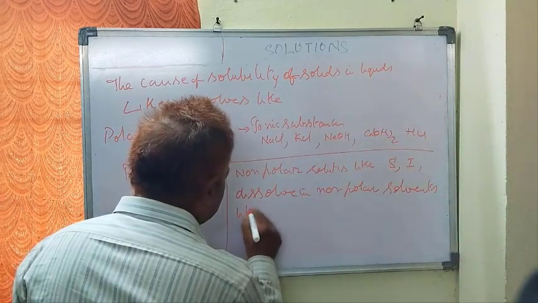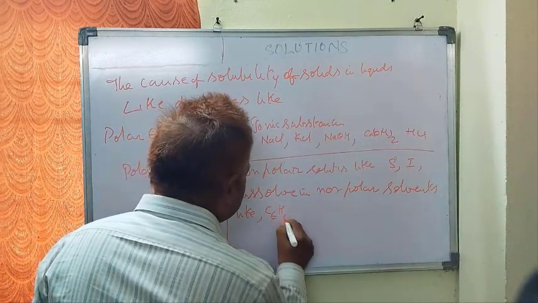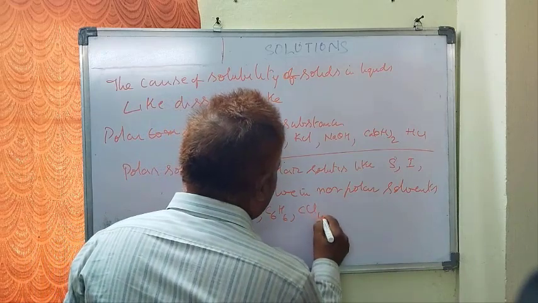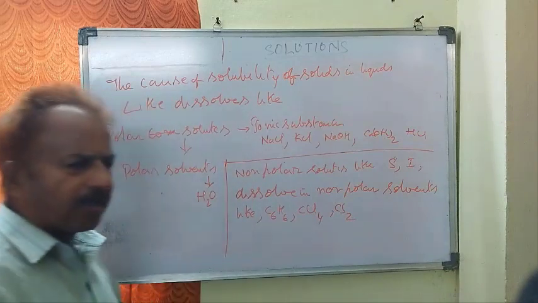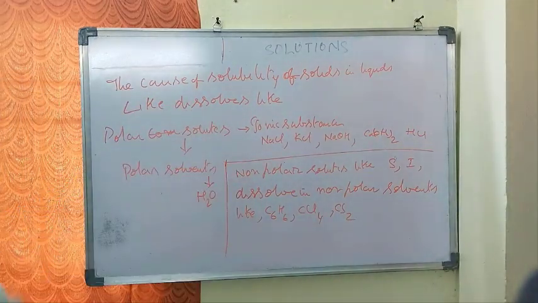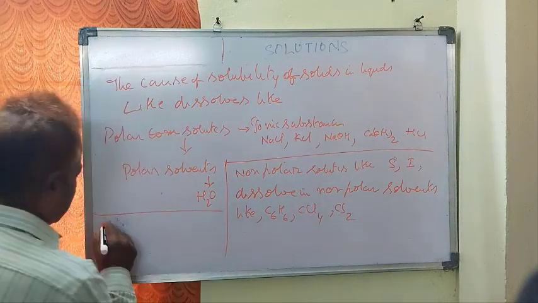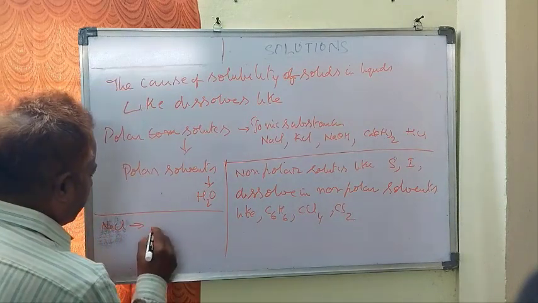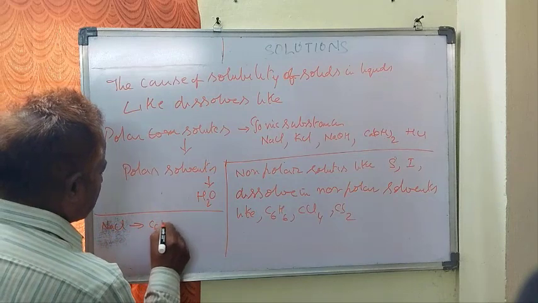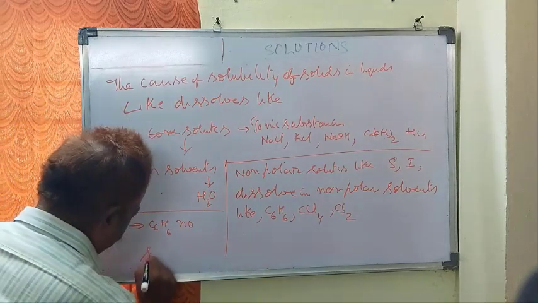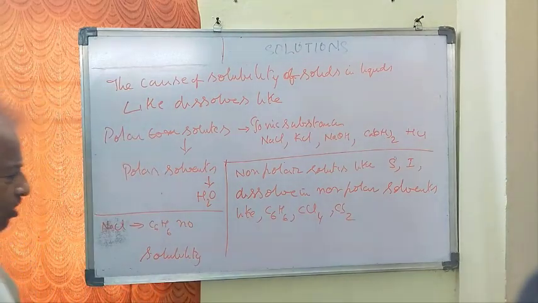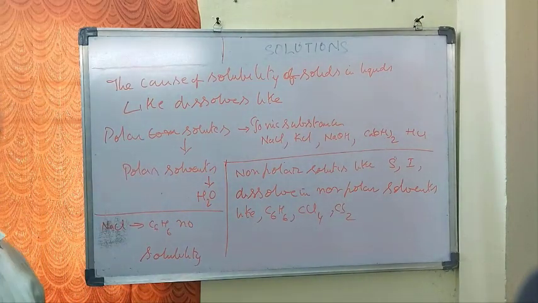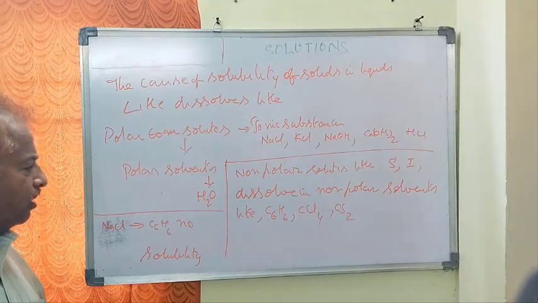Non-polar solvents like benzene, C6H6, CCl4 carbon tetrachloride, CS2 carbon disulfide, etc. So these two, like dissolves like. Whereas if we keep, say, NaCl in benzene, C6H6, there is no solubility; it does not dissolve. Polar solutes do not dissolve in non-polar solvents.